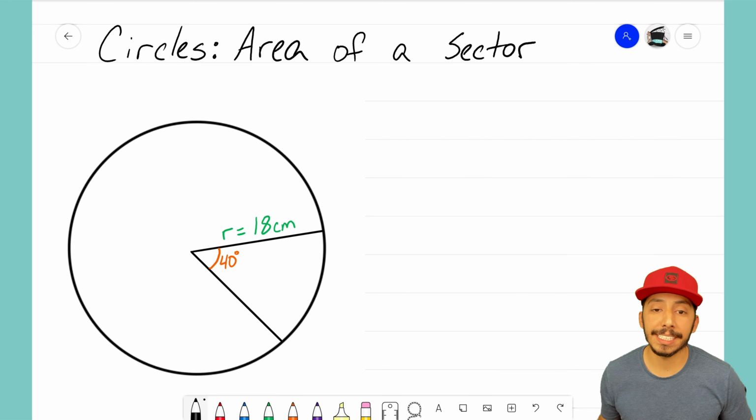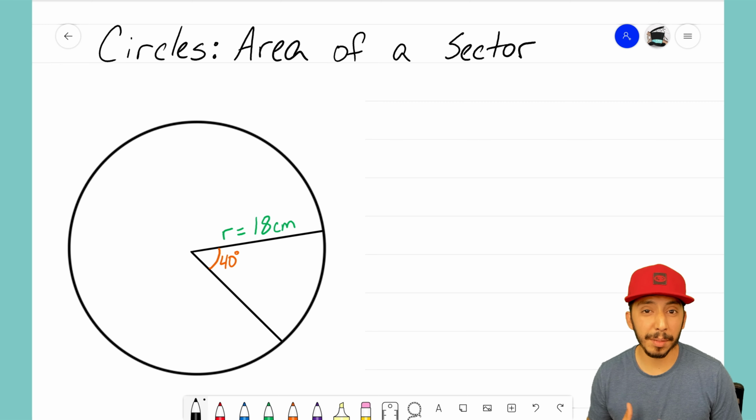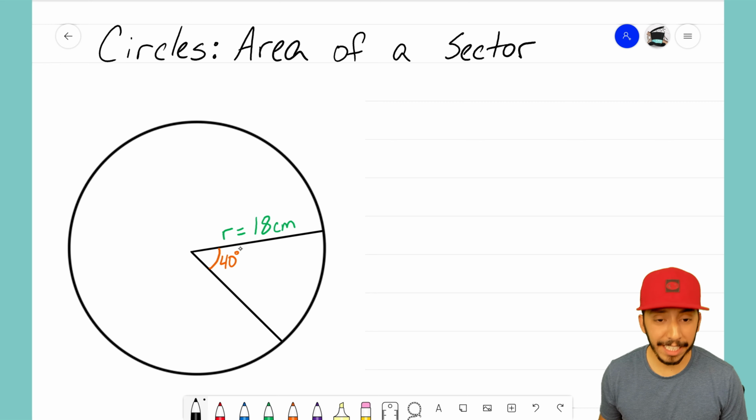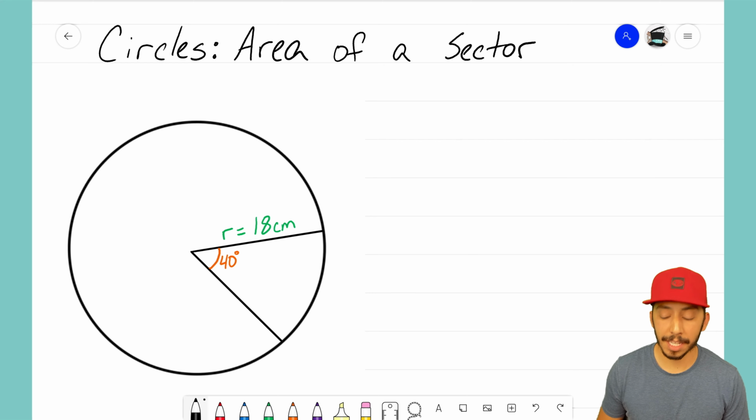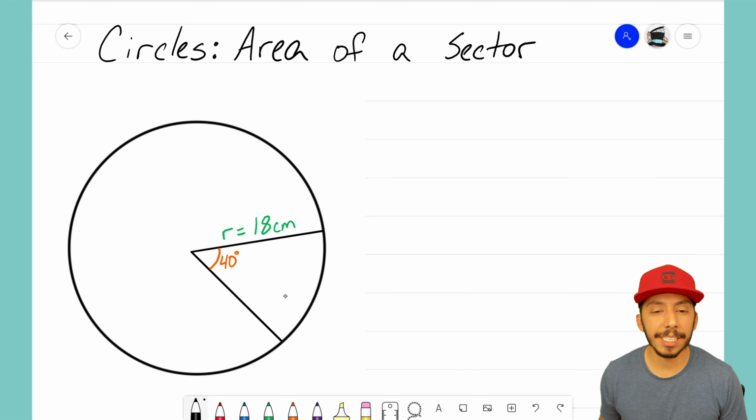But notice what's going on here. We see that we have a sector of the circle. If you're thinking about this in terms of a pizza, the sector of the pizza is really like the slice of the pizza. And I'm interested in finding the area of just this sector. That's what we want to find, not the area of the entire circle, in this case just the area of the sector. So here's how we're going to do that.